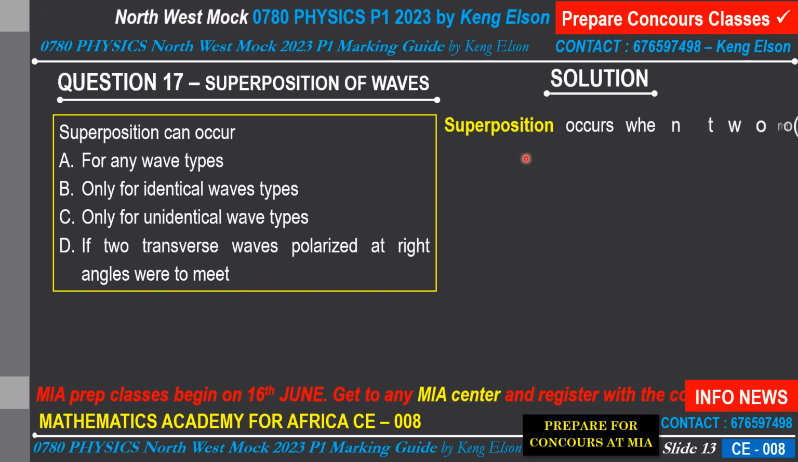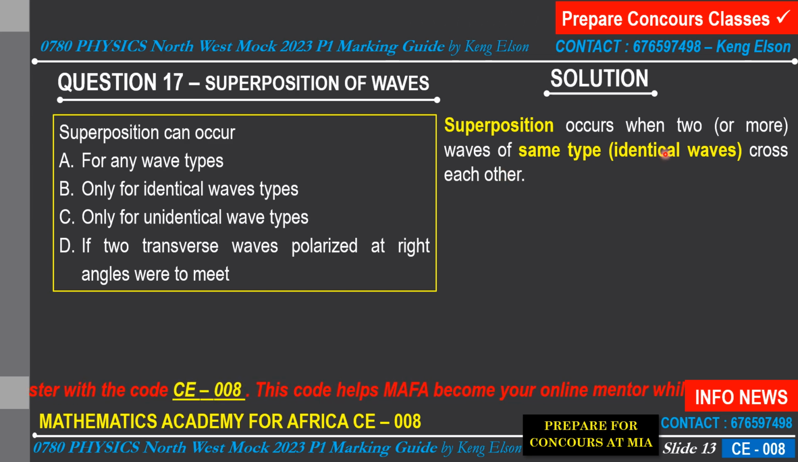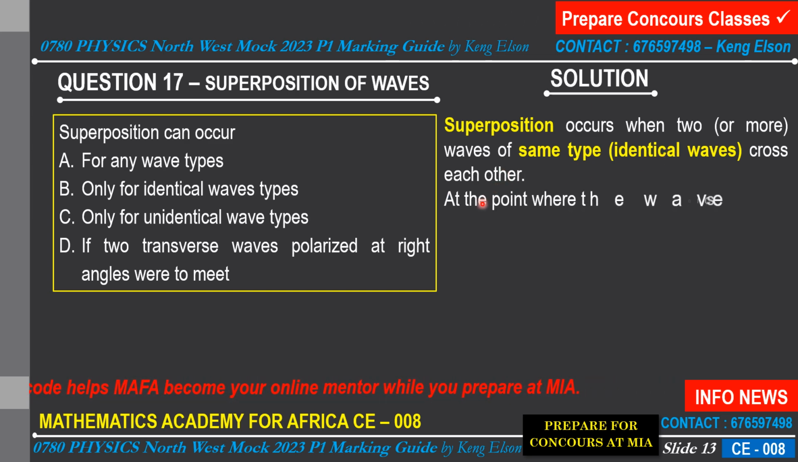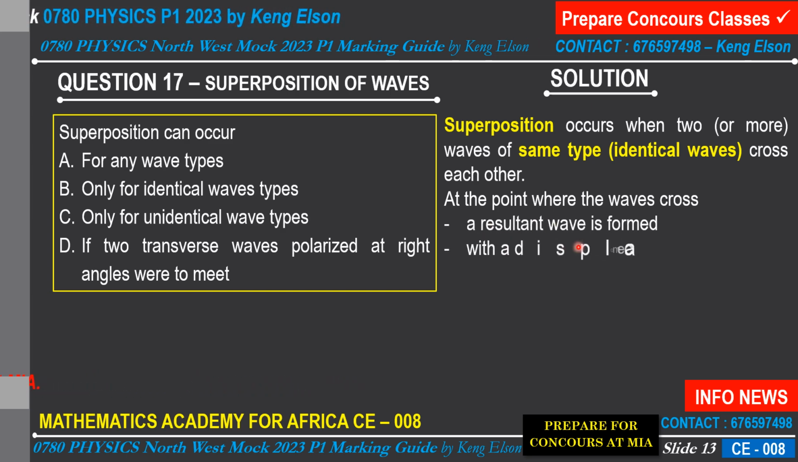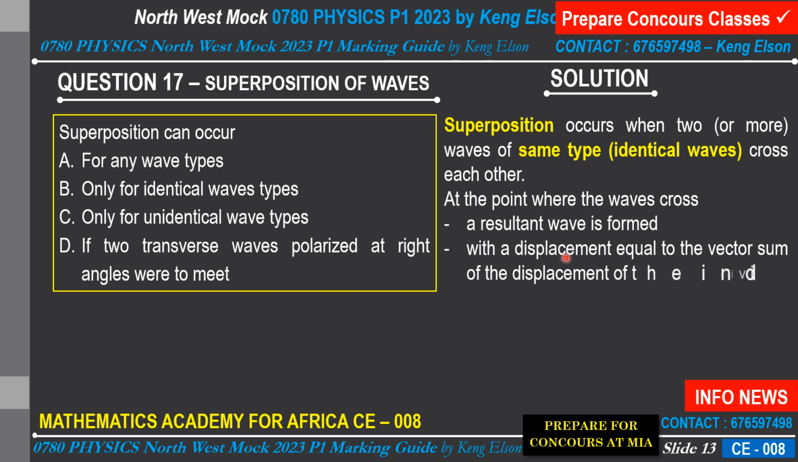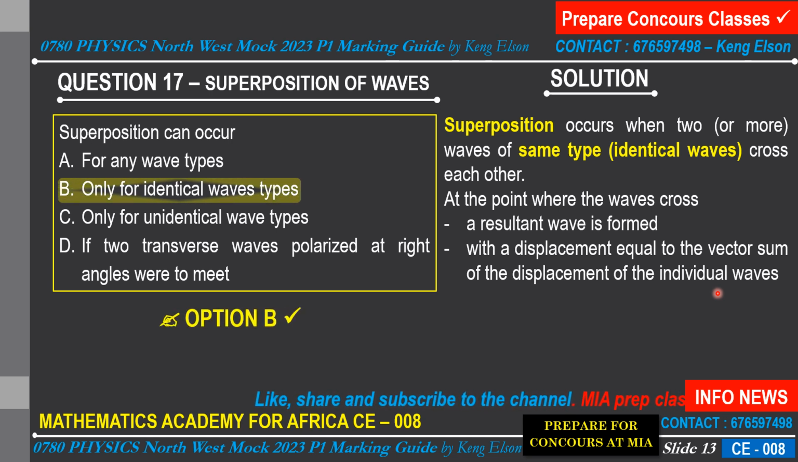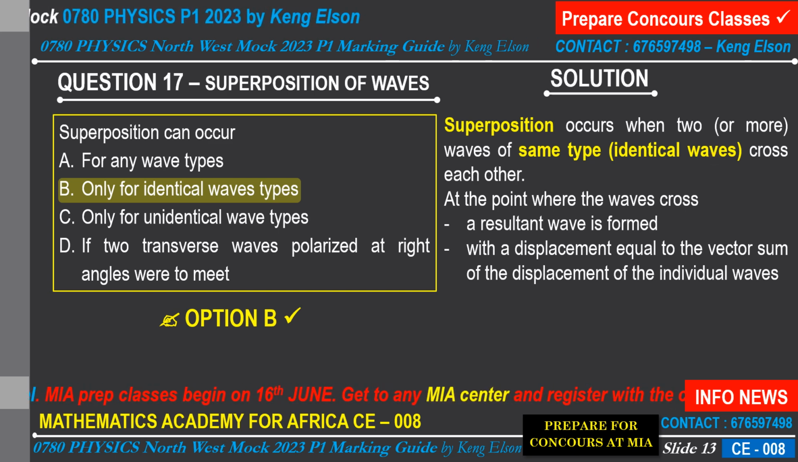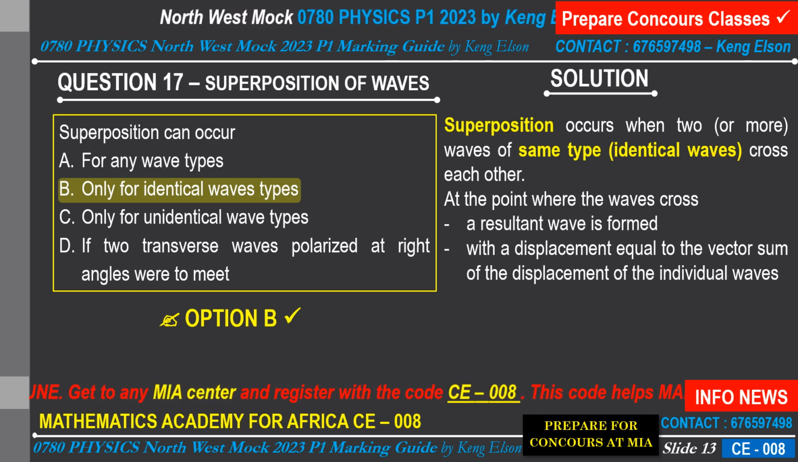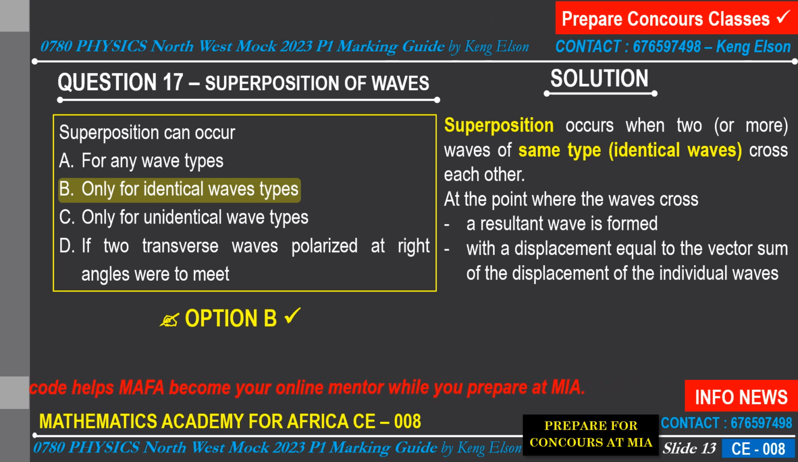Okay, so basically superposition is going to occur when two or more waves of the same type, that is identical, cross each other. Now when these waves cross each other, there's a resultant wave that is formed, and this resultant wave has a displacement which is equal to the vector sum of the displacements of the individual waves, which means that clearly option B is correct. So superposition occurs only for identical waves. So like I said, you have an assignment, which is telling me what the principle of superposition of waves says in the comment section.